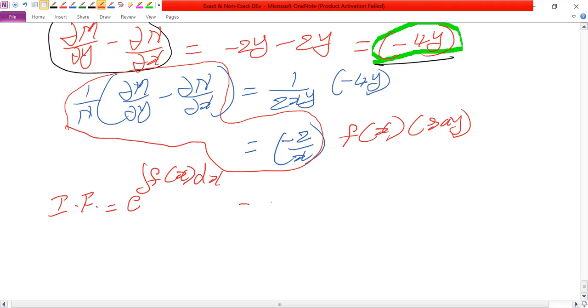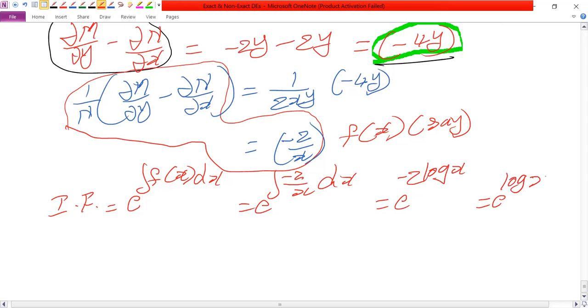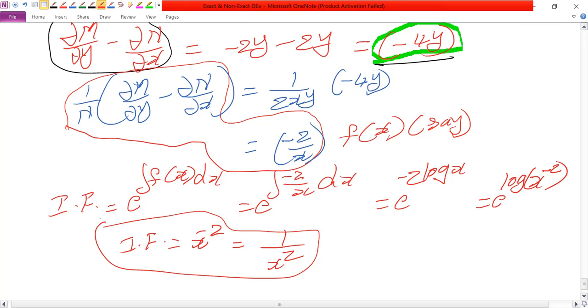So e power integral of minus 2 by x into dx. Minus 2 is a constant, so bringing it outside the integration, minus 2 into the integration of 1 by x into dx. Integration of 1 by x into dx is log x. It is in the form of n log a, exponential of log a power n. What is a? x power n, where n is minus 2. So we get x power minus 2, which I can write as 1 by x square. This is the integrating factor. So now we got the integrating factor 1 by x square.